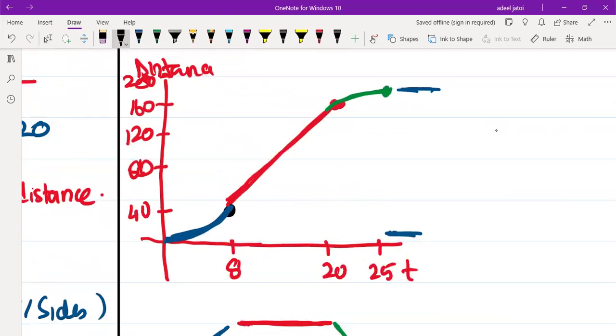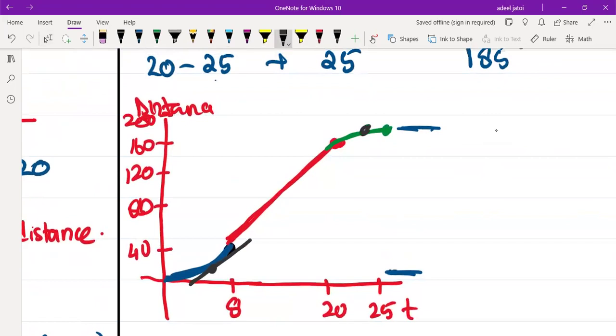But how do you calculate the gradient of the curve? You will be drawing the tangent here. At the point where you will have to find out the speed or the distance, you will be drawing the tangent. The tangent can be drawn here, the tangent can be drawn here. Then you need to pick up 2 points on the tangent. Those 2 points will be used to find out the gradient.